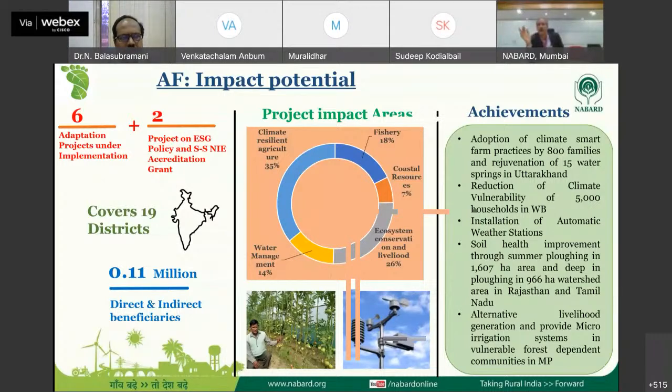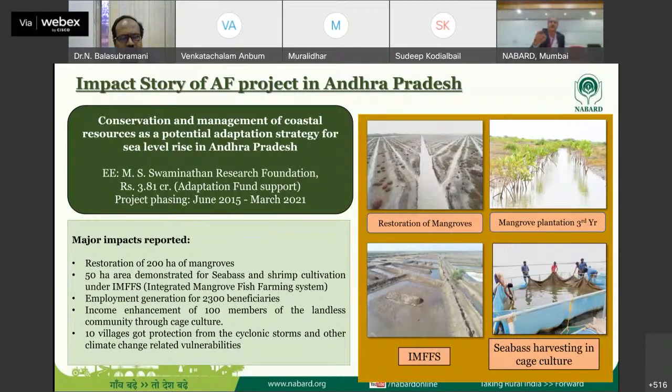Next one is Uttarakhand, a hilly region, the Mount Himalayan region. Then again, the things are different. We have taken up several initiatives under the Uttarakhand project. Next one is the GCF. We got two projects sanctioned.